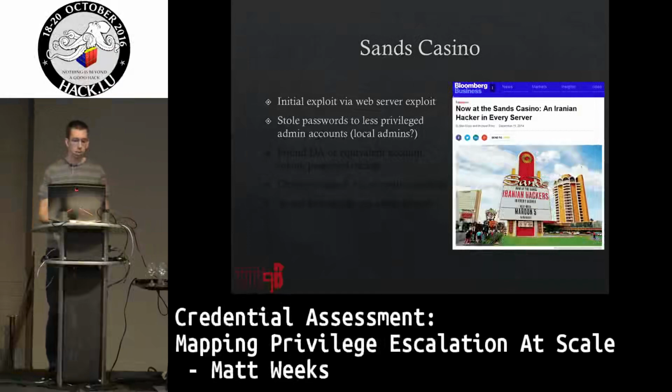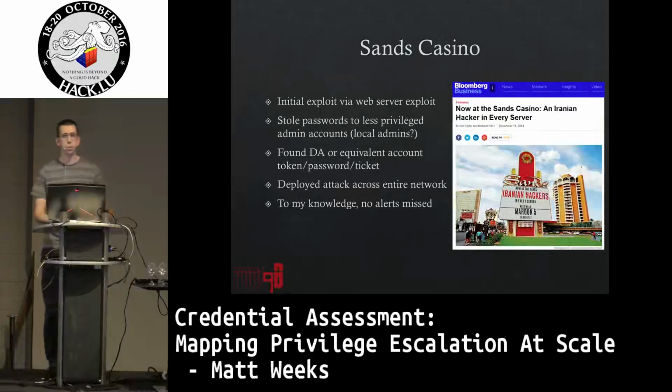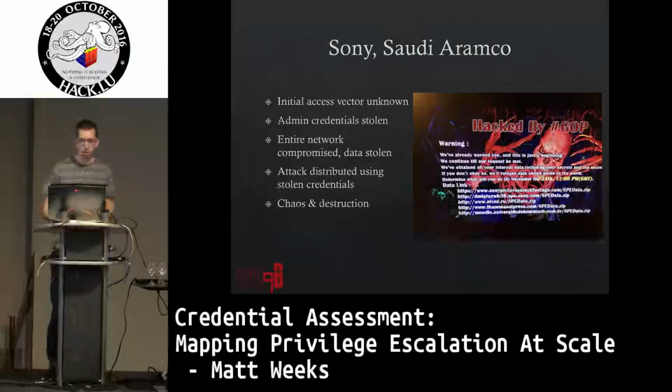So again, initial exploit via web server exploit, stole passwords in a local sense, then found a privileged domain password, deployed the attack across the entire network. In this case, we don't see any example of any alerts missed. There were no examples of a third party being granted access, but once again, the same thing happened.